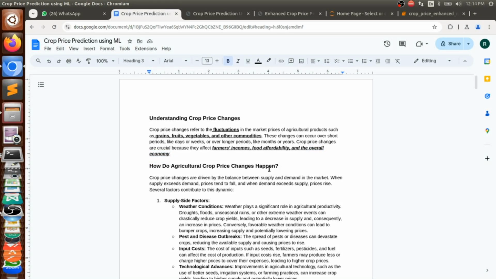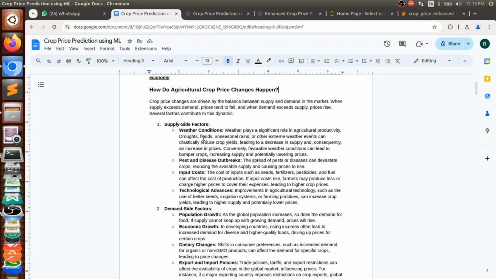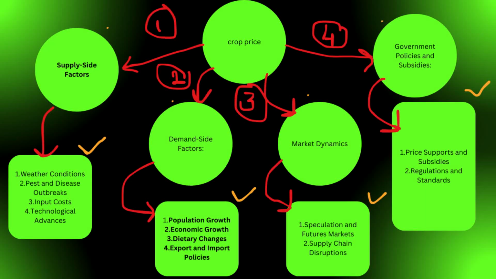Now, how do agriculture crop price changes happen? What are the main reasons due to which a sudden change in the crop price will happen? The first one is supply side factors. Under supply side factors, there are four reasons that we need to discuss. One is weather conditions. If there is any drought, flood, unseasonal rain, or other extreme conditions, it will lead to a sudden change in the prices.